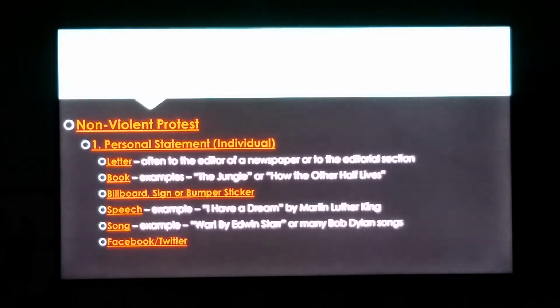All right, now we're going to get into different types of protests. The first big group, and there's going to be examples of each big group, but we've got two big groups, nonviolent and violent protest, and we're going to focus on nonviolent first. So your first type of nonviolent protest would be a personal statement, and this is something that you do individually. First one could be a letter. Oftentimes people write letters to the editor of newspapers. So if you ever look in the editorial section or the letters section, those are all personal, nonviolent forms of protest through a statement. You could write a book.